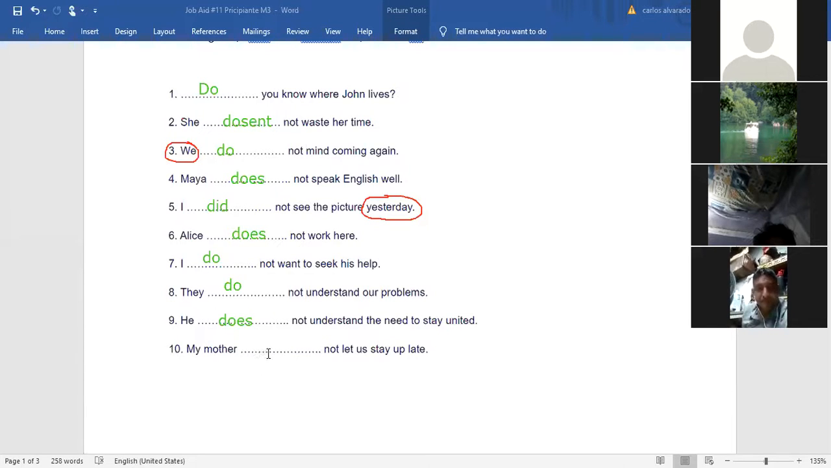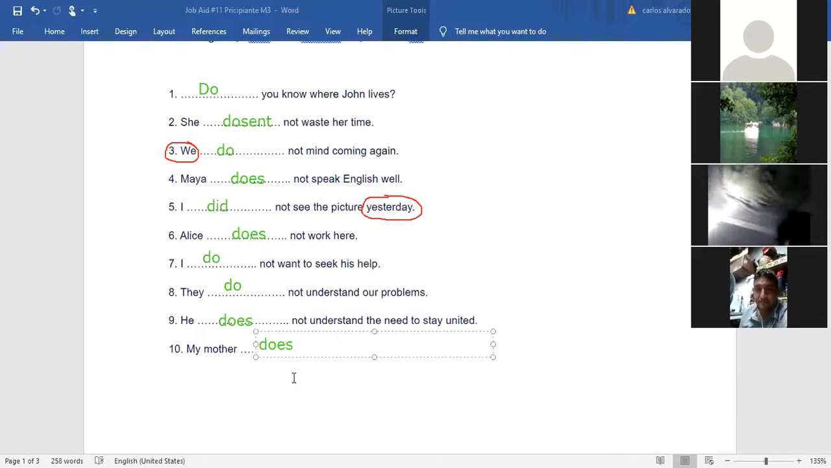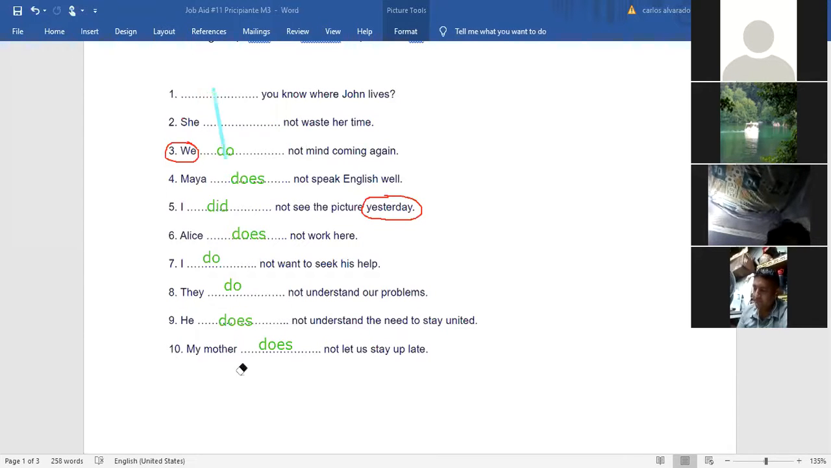Number 10, my mother blank not let us stay up late. Do or does? Does. Correct, does. Because it's mother. She, right? Mother is tercera persona, correct. All right, excellent. Very good. Questions? No? Very good. You guys are doing good, excellent, right? So estamos practicando the grammar, right?